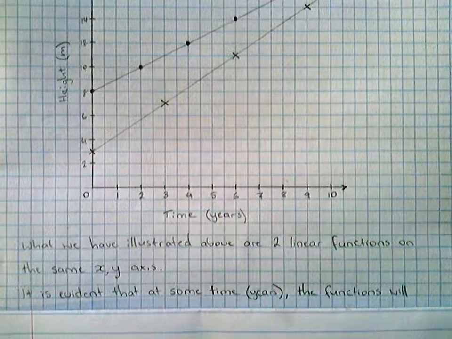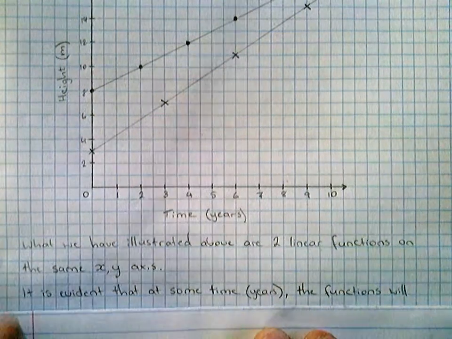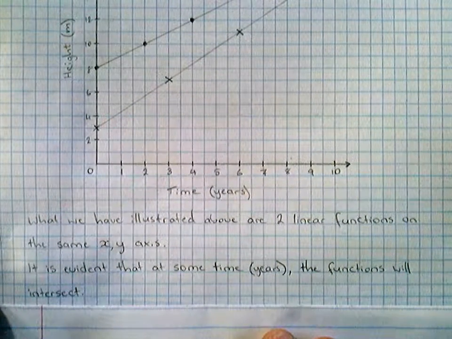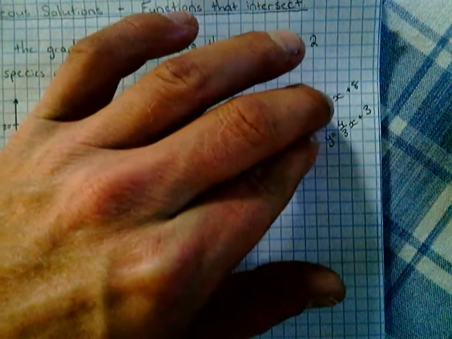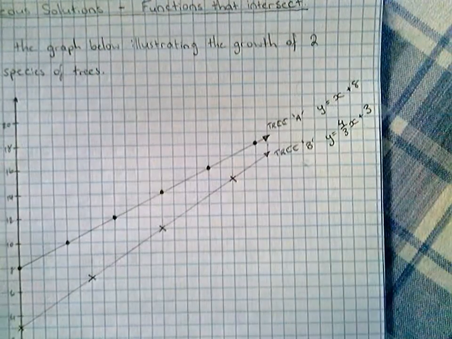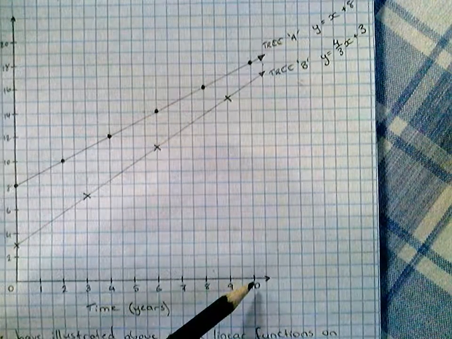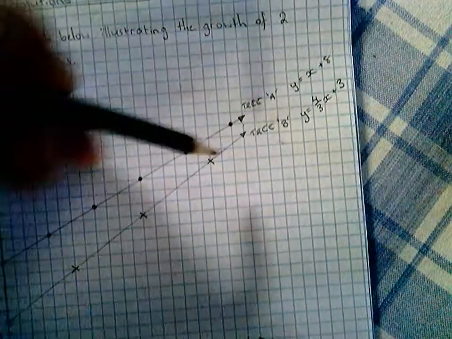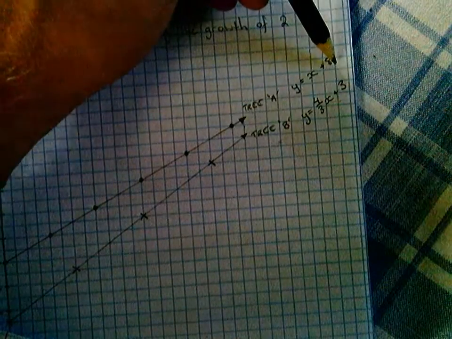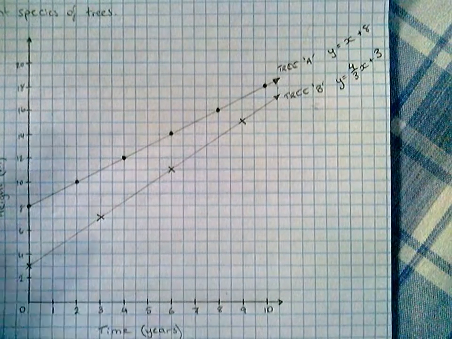It is evident that at some time, the time being after a number of years, the functions will intersect. Now, what that is saying is it is clear that from these lines they're getting closer and closer and closer, and at some point up here somewhere they're going to intersect. But you'll note it's off the graph. Now, one relatively quick way you could solve this is extend the graph and both functions and actually visually find the point at which they intersect, which would work.